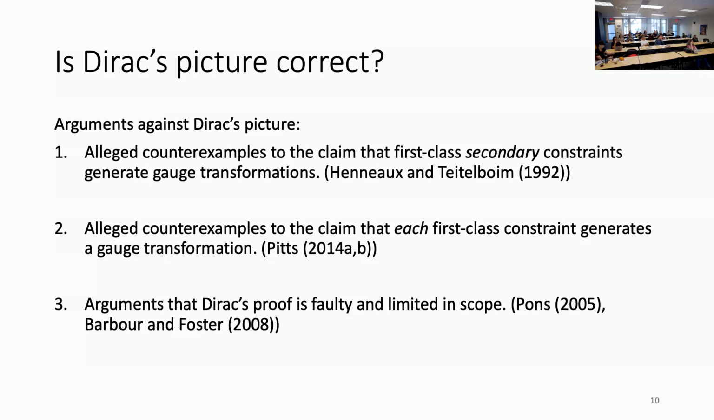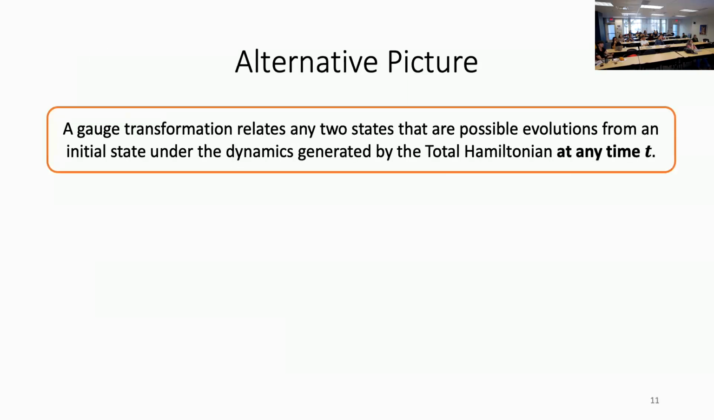In light of some of these arguments, some of these people have put forward what I'm going to call an alternative picture of the constrained Hamiltonian formalism, which starts by saying, Dirac wasn't in fact right about what the gauge transformations are. We should understand the gauge transformations to really be a map on entire solutions. We should understand them to relate any two states that are possible evolutions under the dynamics generated by this total Hamiltonian, but at any time t, rather than at some infinitesimal time.